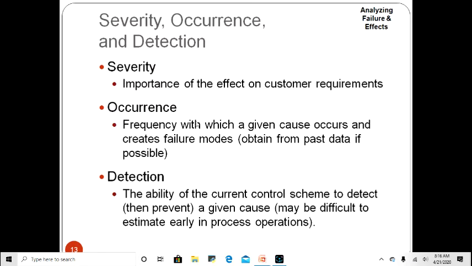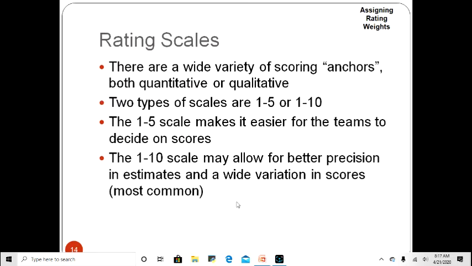Occurrence is the frequency at which the failure is occurring. Detection: are you able to detect and control it? This may be a difficult step, like where exactly the risk is happening and what the cause is, and then eliminating that particular risk. Okay, so these three terms are very important. Severity is on customer requirement. Occurrence is how frequently it is occurring, and detection is where exactly the risk is happening and making the process fail.